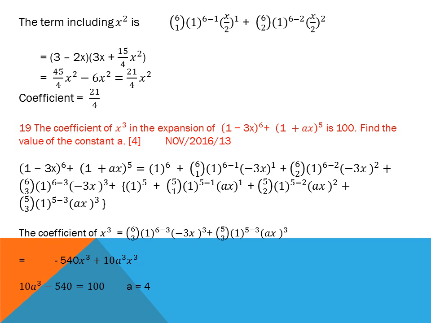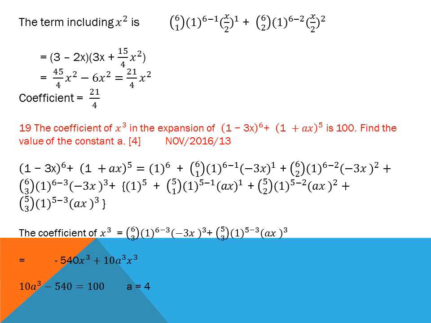Then expand similarly in the same way. 1 plus ax, 1 power 5, ax power 1, then 5C2 ax square, then 5C3 ax cube. We only take term number 4 from first and term number 4 in second because we need the coefficient of x cube here only. We leave all other terms.